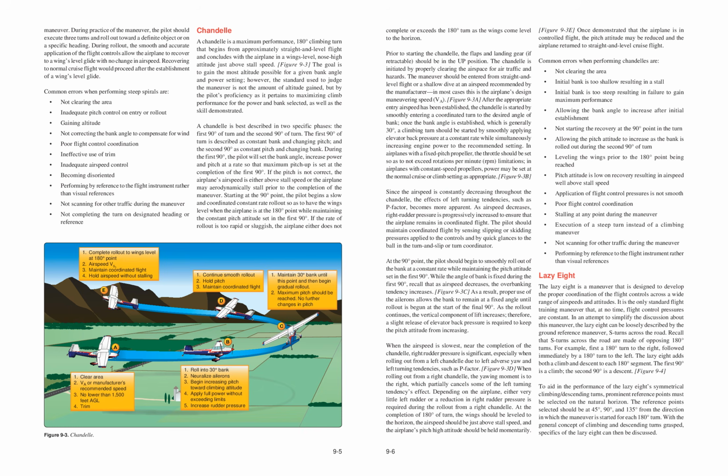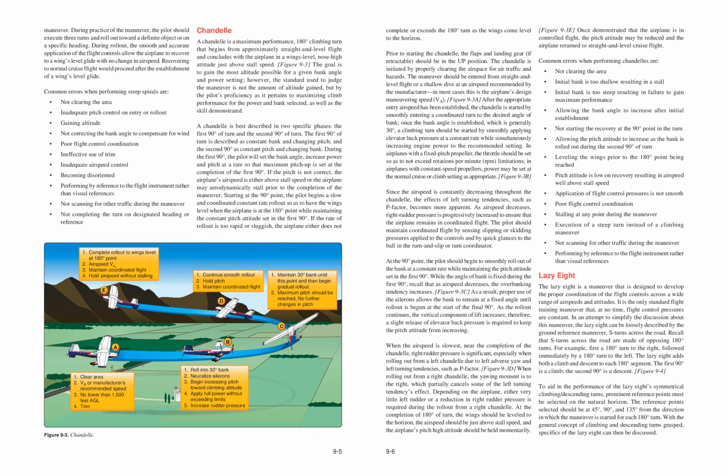During practice of the maneuver, the pilot should execute 3 turns and roll out toward a definite object or on a specific heading. During rollout, the smooth and accurate application of the flight controls allows the airplane to recover to a wings level glide with no change in airspeed. Recovering to normal cruise flight would proceed after the establishment of a wings level glide.